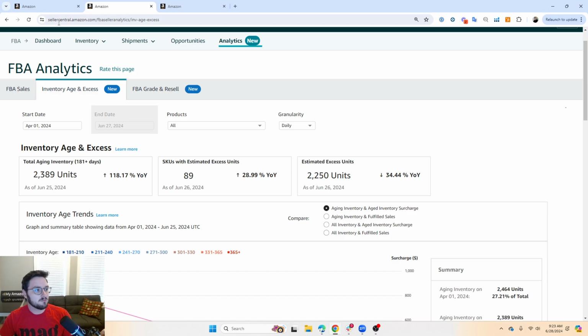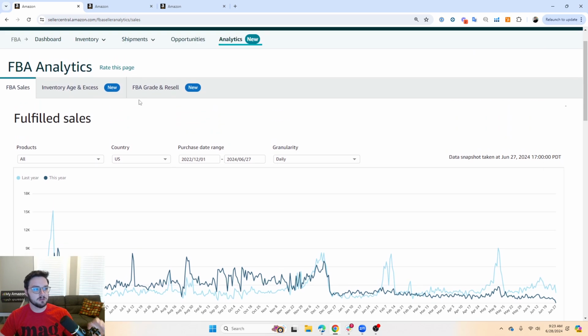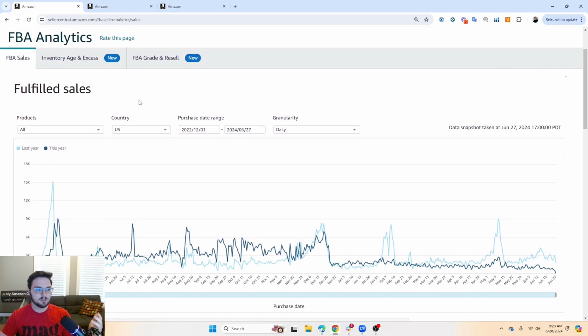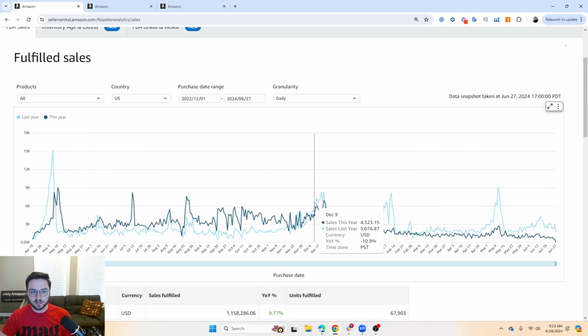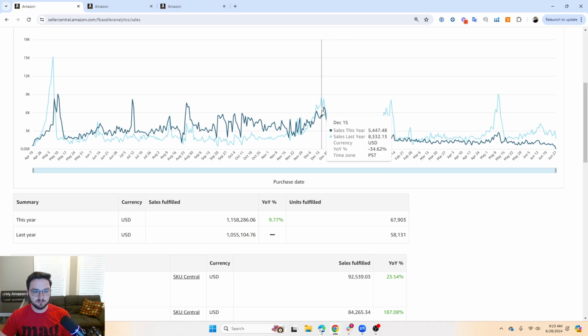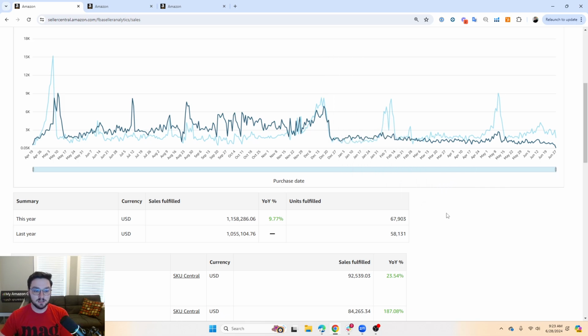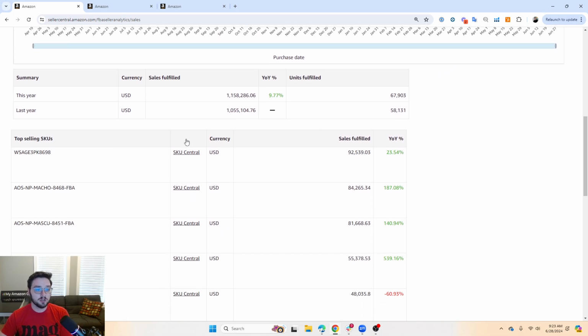So for the FBA sales side of things, this is going to be exactly what it says. It is just the fulfillment of sales. It's a very easy high-level breakdown of where your FBA inventory sales are coming from. It compares year over year. It's very similar to your business reports, but this is just strictly for your FBA side of your business. Secondarily, it will show you what your top sellers are.